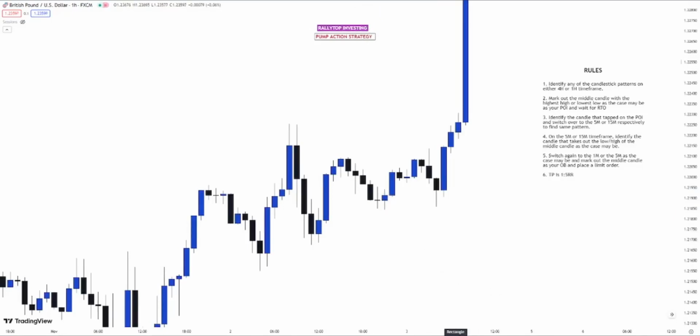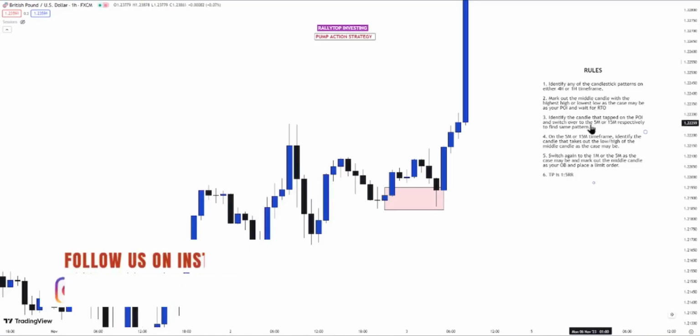So now this is your OB. So you mark it out. That's your OB. All right. Now, rule 3 says, no, rule 2 says, mark out the middle candle with the highest high or lowest low. This one is the lowest low. As the case may be, as your POI, we have marked that and wait for RTO, that's return to origin.